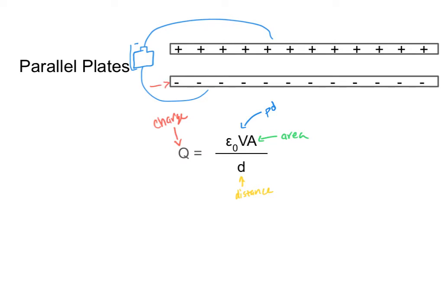And then all of these things are going to be multiplied by our constant, which we call the permittivity of free space. It has a value of 8.854 times 10 to the negative 12th, and our units here are going to be meters to the negative 3, kilograms to the negative 1, seconds to the 4th, and amperes squared.